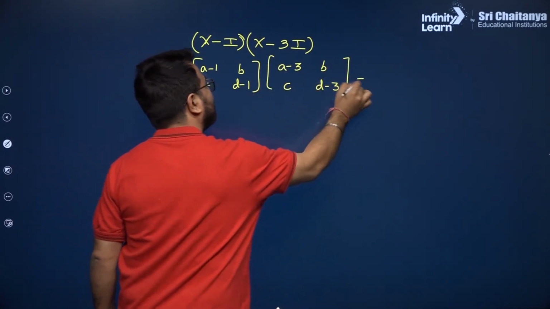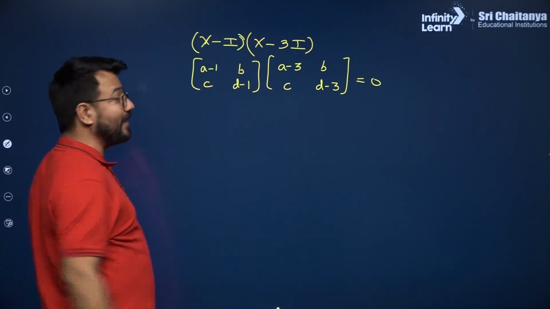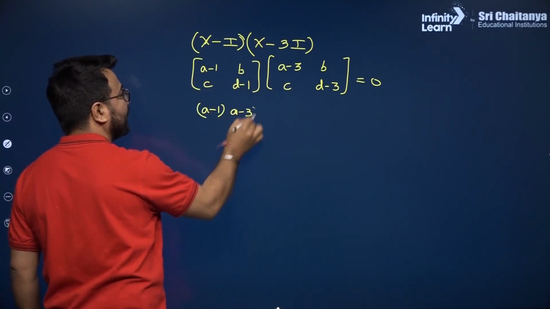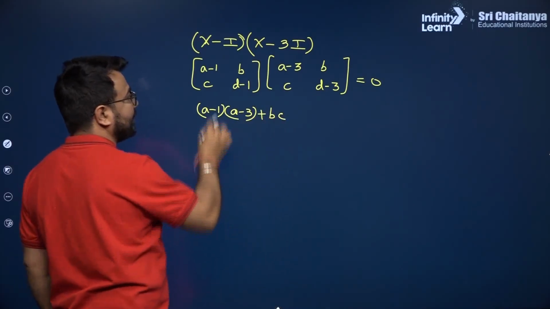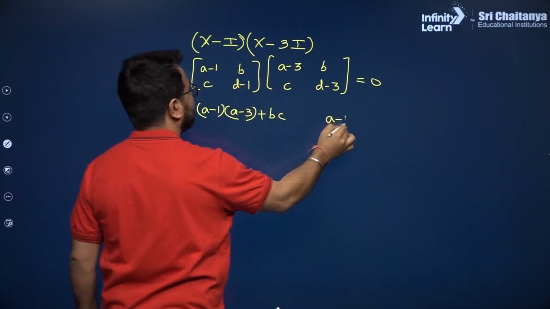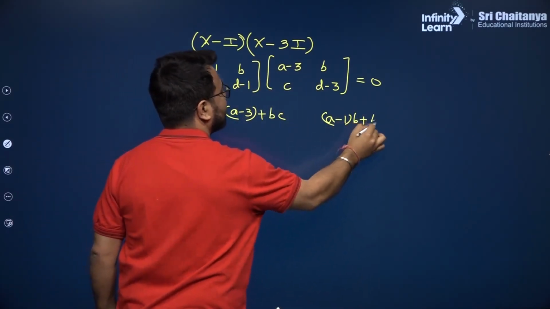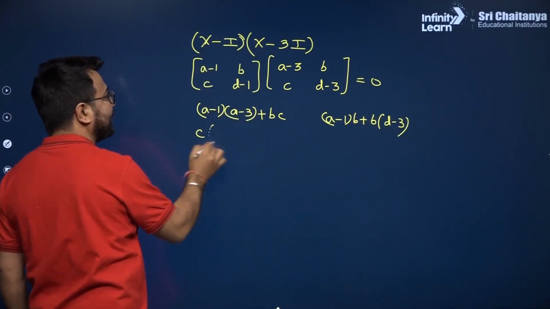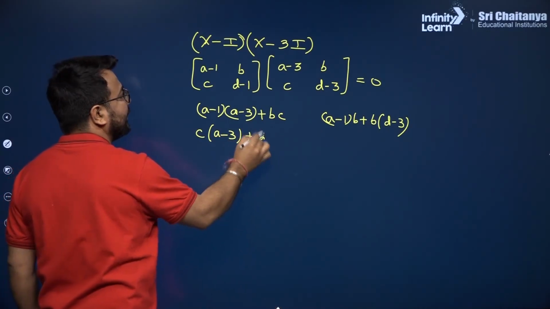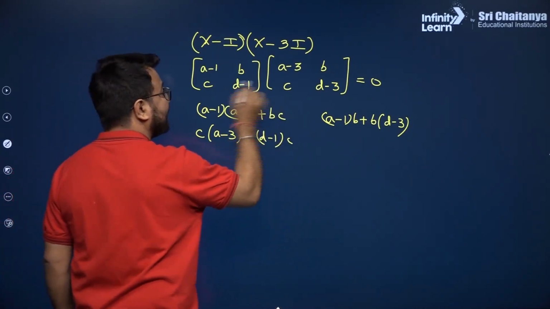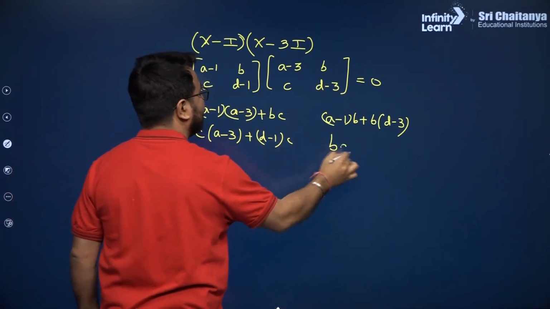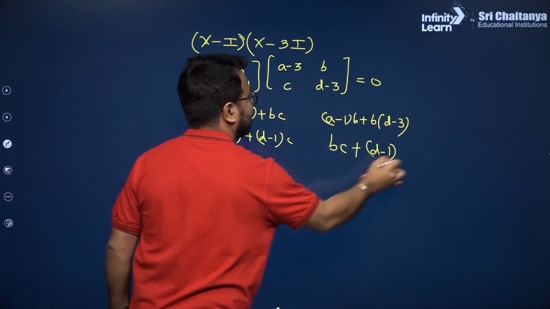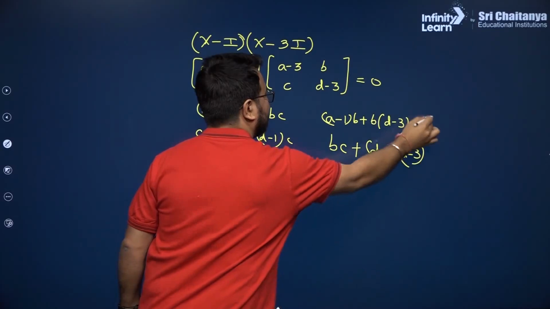Now if I try to do the product of these two, what will happen? This gets multiplied with this: A minus 1 times A minus 3, and then plus BC. The same gets multiplied here also: A minus 1 times B plus B times D minus 3. The same here: C times A minus 3 plus D minus 1 into C. And C into B becomes BC, then D minus 1 into D minus 3. I hope this is also clear to you.